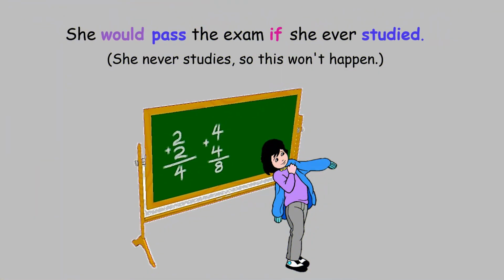She would pass the exam if she studied. She never studies, so this won't happen. And for that reason, the sentence is considered a second conditional sentence.